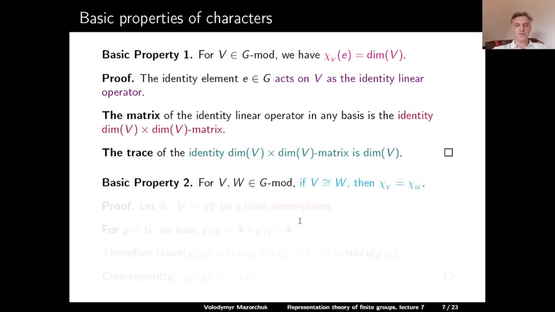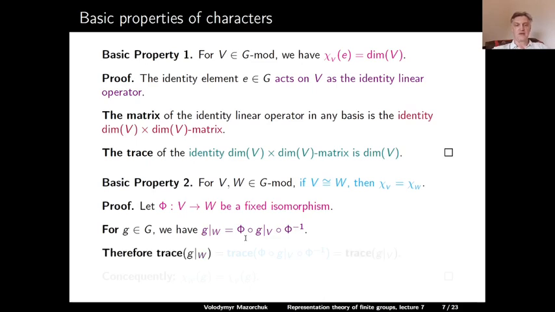Basic property 2: for V and W G modules, if V and W are isomorphic, then the characters of V and W coincide. Proof. Let phi from V to W be a fixed isomorphism of G modules. Then, for any element small g in G, the action of g on W is described by the linear operator, which is given as the composition of phi inverse, followed by the linear operator describing the action of g on the module V, and then followed by phi.